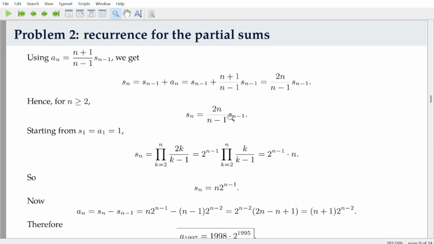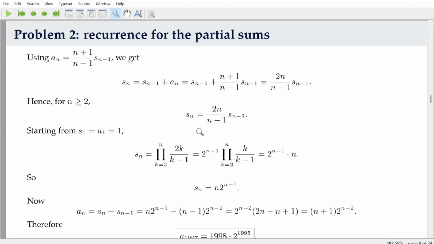Okay? And basically, I know this notation here looks a bit daunting, but it's just what we call product notation. So if I replace n with n minus 1 in the relation that I know is true for all n greater than or equal to 2, s sub n equals 2n divided by n minus 1 times s sub n minus 1, I get that s sub n minus 1 is 2 times n minus 1 divided by n minus 2 times s sub n minus 2.